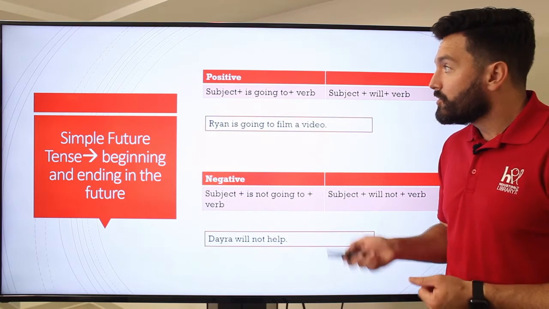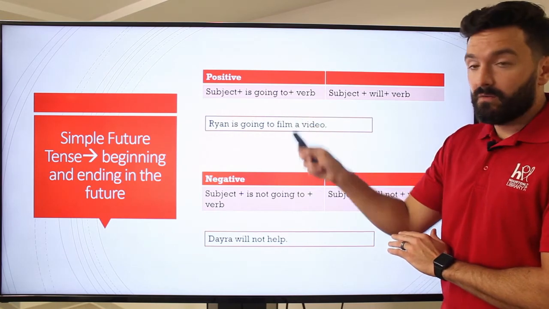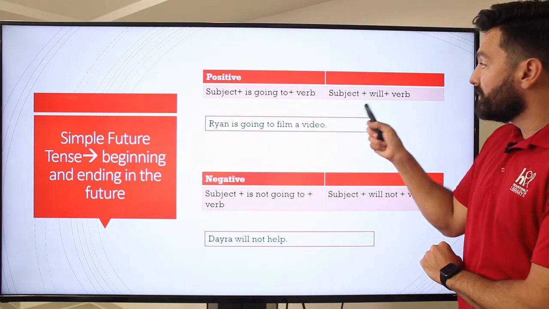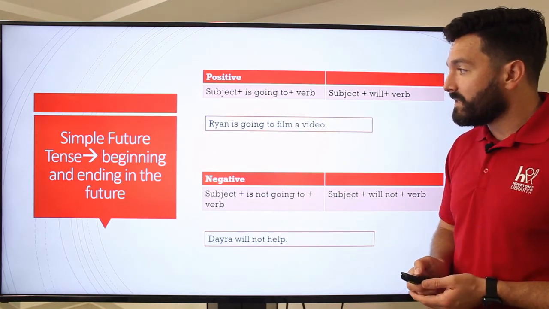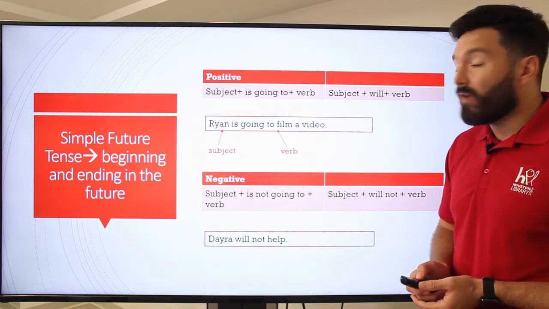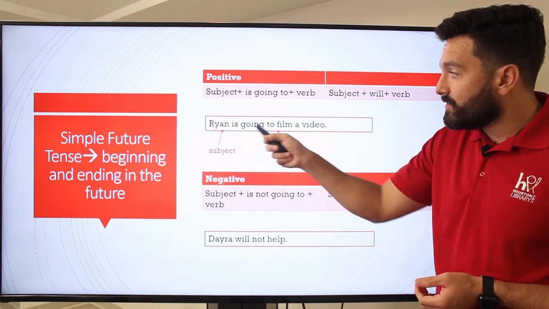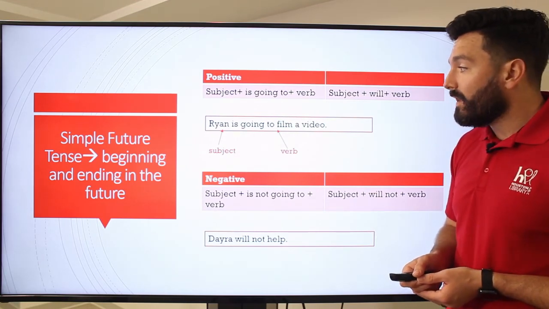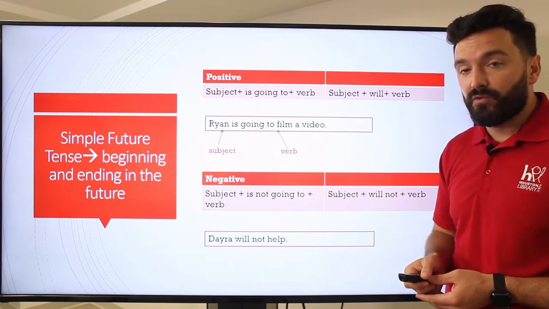Let's take a look. So for positive, what we need is the subject plus is going to plus a verb. Or we could use the subject plus will plus the verb. What do I mean by this? Well, in our example sentence here, Ryan is going to film a video. So Ryan is our subject, and to film is our verb, and you'll notice we use is going to right there. We could replace that with will. We could say Ryan will film a video, and that would also be correct. Those are both positive, simple future statements.